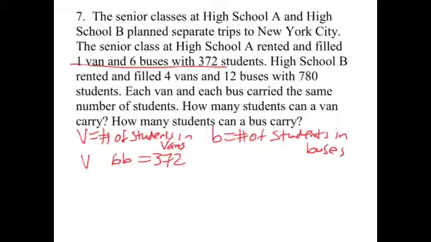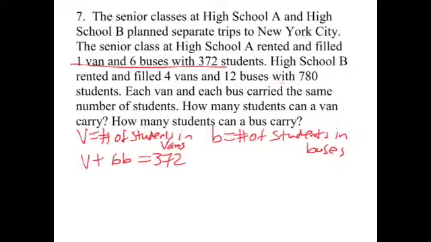V is going to be the number of students in a van, and B will be the number of students in a bus, because the information we have is totals of students, so we should have V and B represent number of students. So if you take a van full of students and you add 6 times the number of students in a bus, that would be the total number of students in 6 buses and one van.